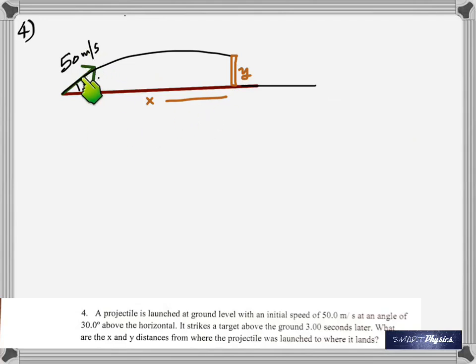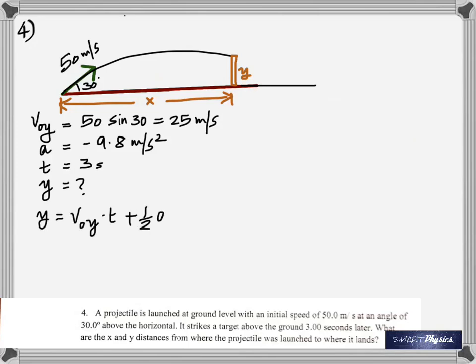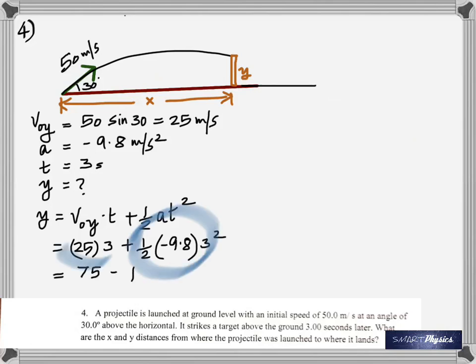The velocity is 50 at an angle of 30. First of all, the components: 50 sine 30 along the vertical, and that's 25, and a is minus 9.8 meters per second squared. Time is given as 3 seconds. We can find the vertical displacement using this equation. That is 75 minus 44.1, which gives you 30.9 meters.